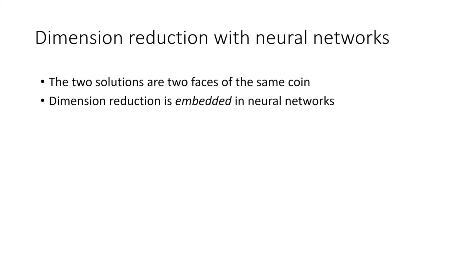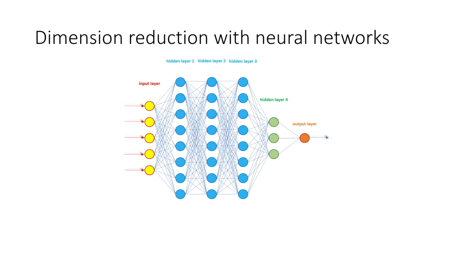nonlinear dimension reduction. To see this more clearly, consider a vanilla feed-forward regression network, for example with 4 hidden layers. It consists of the input layer in yellow, whose units encode the high-dimensional state x, 4 hidden layers, h1, 2, 3, and 4, in blue and green, and an output layer in orange, whose single unit encodes the result v.